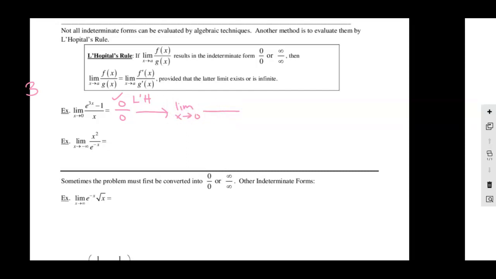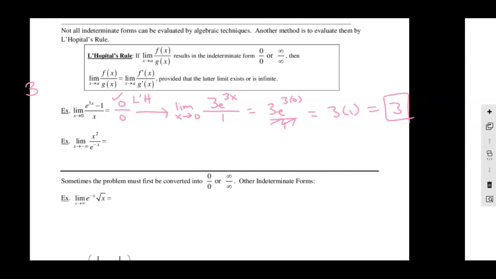All right, so let's go take the derivative of the top. That'd be 3e to the 3x. And then the derivative of the bottom, right, the minus 1 goes away. So there's my expression after I take the derivative of each layer. The one on the bottom doesn't matter. Let's plug it in. 3e to the 3 times 0, over 1, right? Doesn't matter. e to the 0 is 1. 3 times 1. Look, you get the same thing.